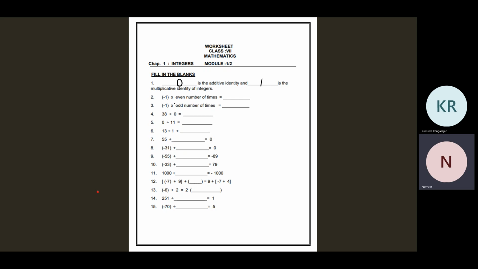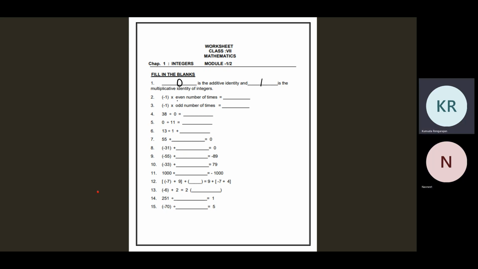Next one. -1 into even number of times is equal to the even number itself. No, I'll tell you what it means. It means -1 multiplied even number of times, like 2 times, 4 times, 6 times, 8 times, 10 times, and so on. -1 multiplied with itself, even number of times. 1. Yeah, correct. Is it a +1 or a -1? +1.